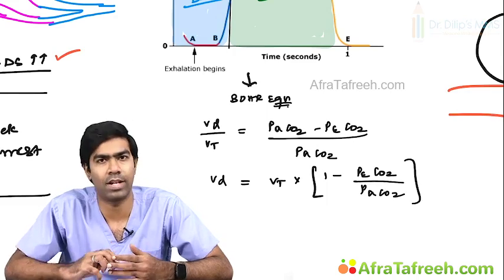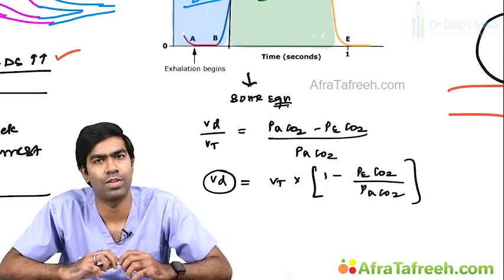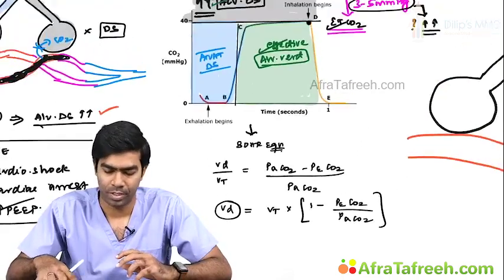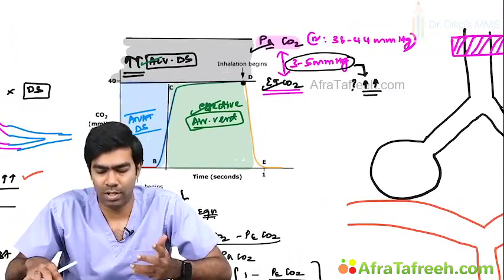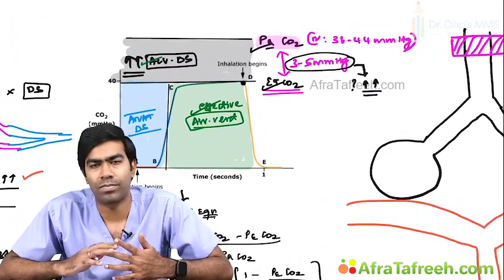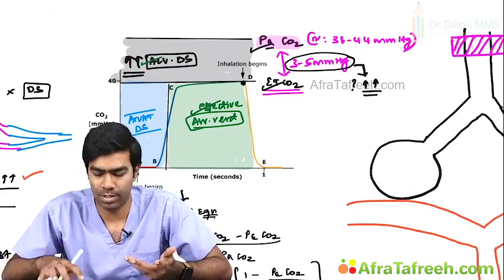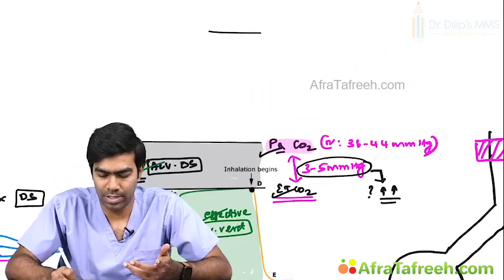That's it. So this is the final equation. This is the equation for physiological dead space, right? So simple. That's all. Now your question will come: how does your detector detect the carbon dioxide? That's a very simple technique again.